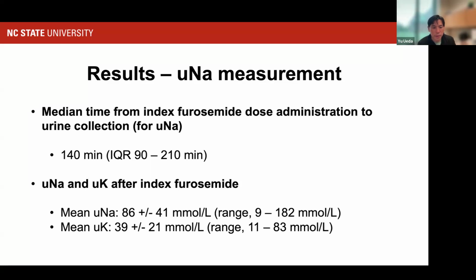The urinary sodium and urinary potassium concentrations after index furosemide were about 86 millimole per liter for sodium and 39 millimole per liter for potassium. But the range is very big, especially in the urinary sodium concentration. The range was from 9 to 182 millimole per liter. So a wide range of urinary sodium concentration.